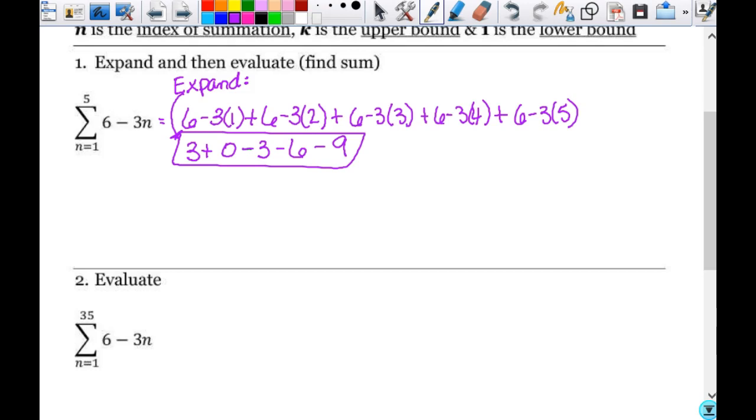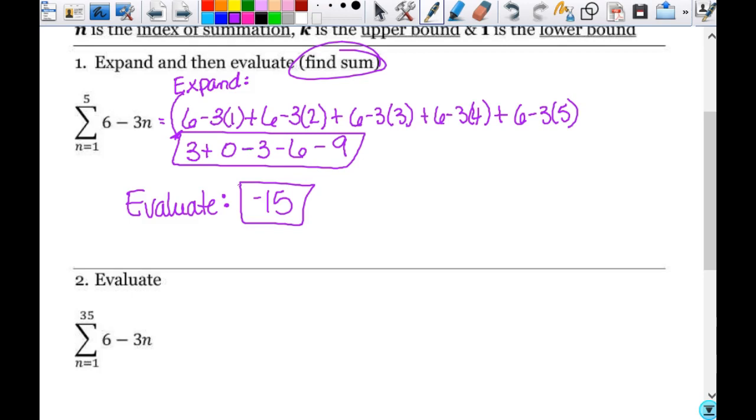Then to evaluate means we're going to find the sum. Well, it's already expanded for me. So 3 minus 3 is 0, and then negative 6 and negative 9 gives me what? Negative 15. And there is the evaluated version. Everybody okay with that?